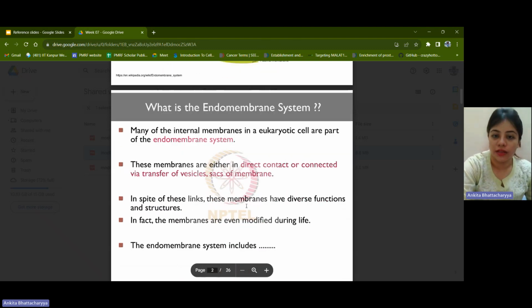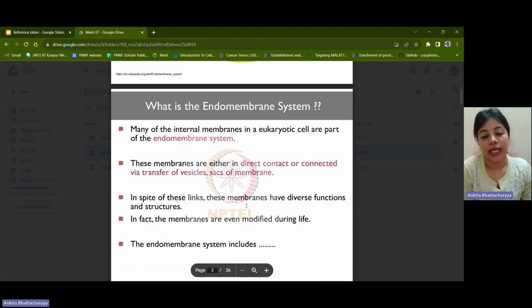So what is the endomembrane system? Many of the internal membranes in a eukaryotic cell are part of the endomembrane system. These membranes are either directly in contact with each other, like we'll come to eventually in a few slides, the parking lot arrangement of this network that I was talking about, where they are connected to each other physically by some sort of membranous network.